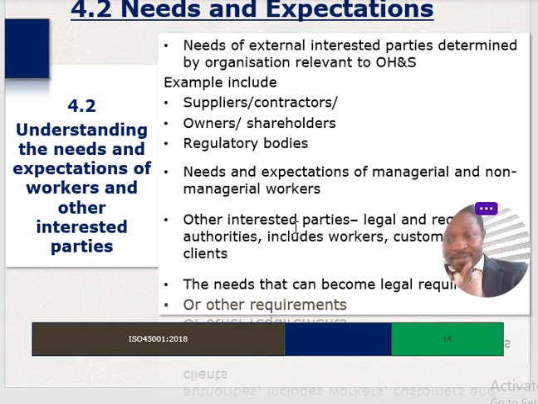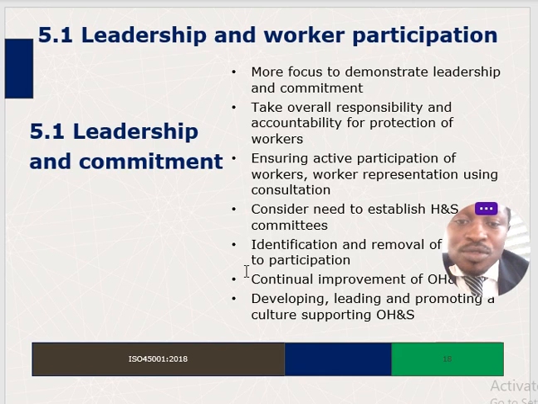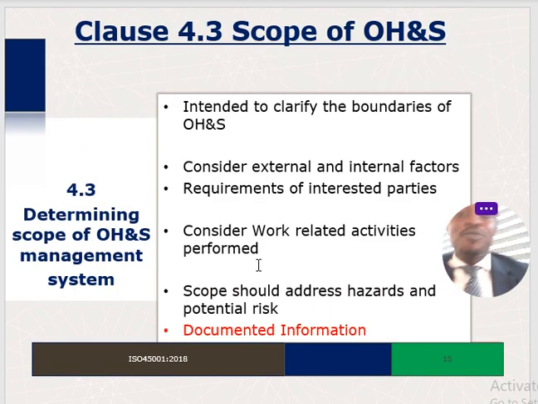Like I said, the EPA, the Environmental Protection Agency, is also one of our interested parties. When they come out with their laws and all of that, we need to make sure we meet their needs and expectations. So that's what clause 4.2 talks about. Let's go to clause 4.3. And 4.3 talks about the scope of the OH&S management system.